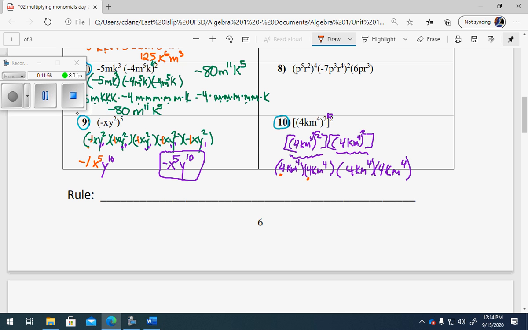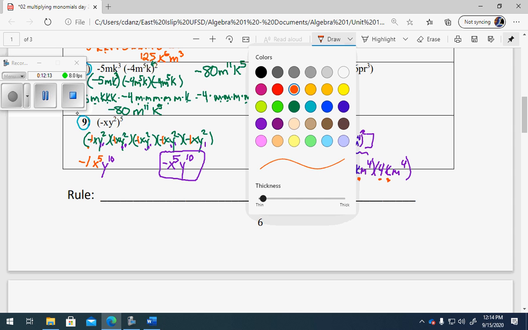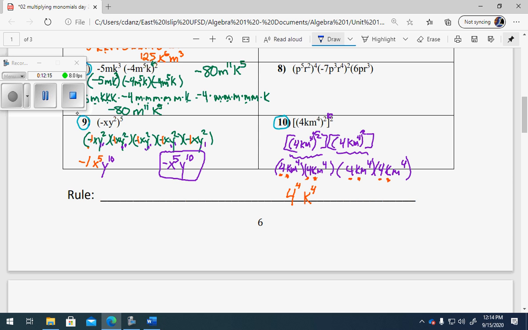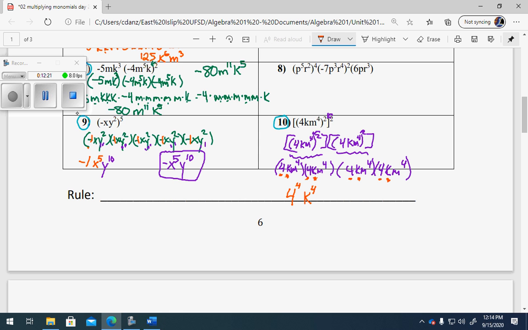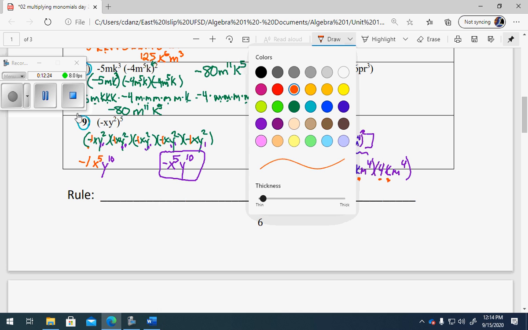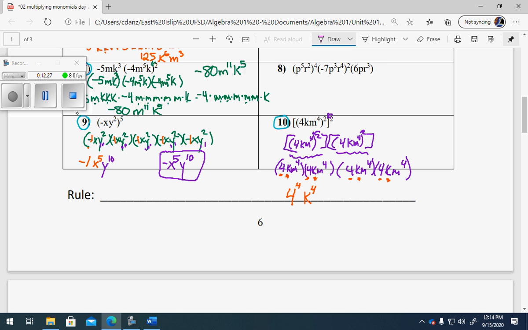These 4's here: 4 is being used as a factor 4 times. The k is being used as a factor 4 times. But be careful with your m. My m is being used 1, 2, 3, 4, 5, 6, 7, 8, 9, 10, 11, 12, 13, 14, 15, 16 times. m to the 16th power.